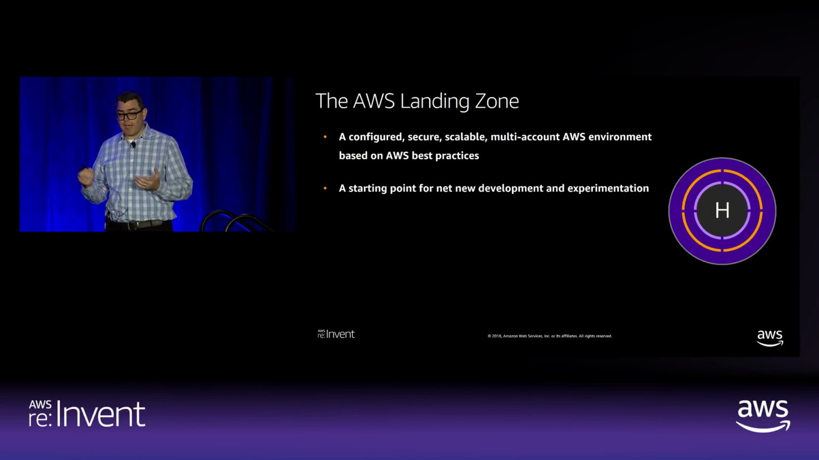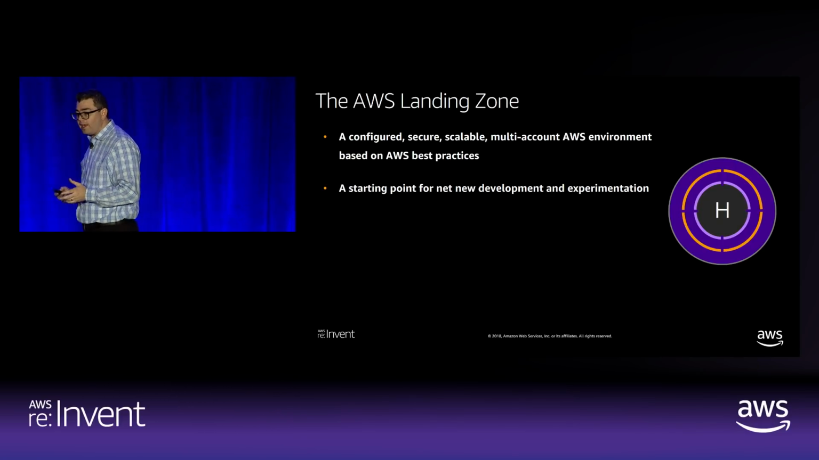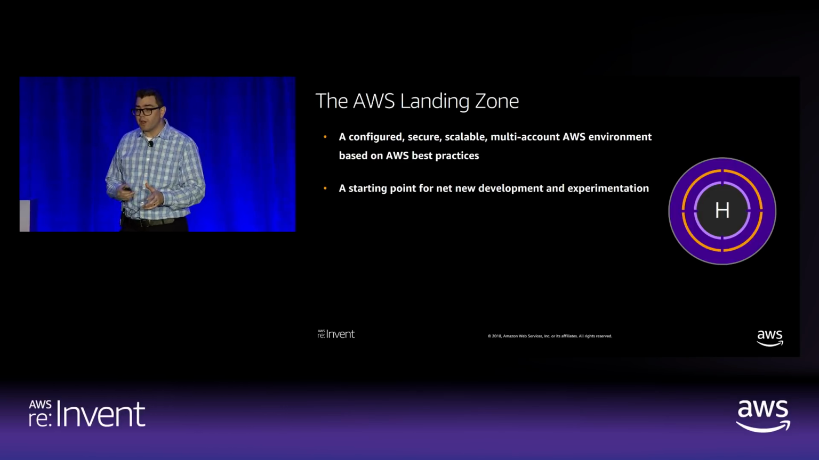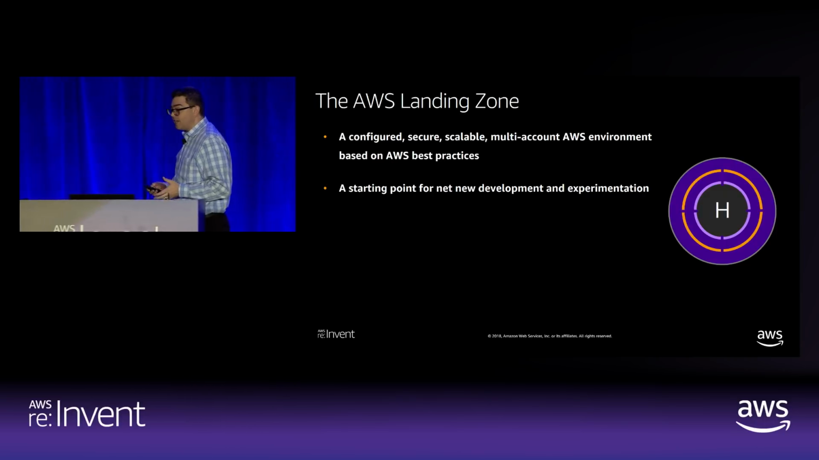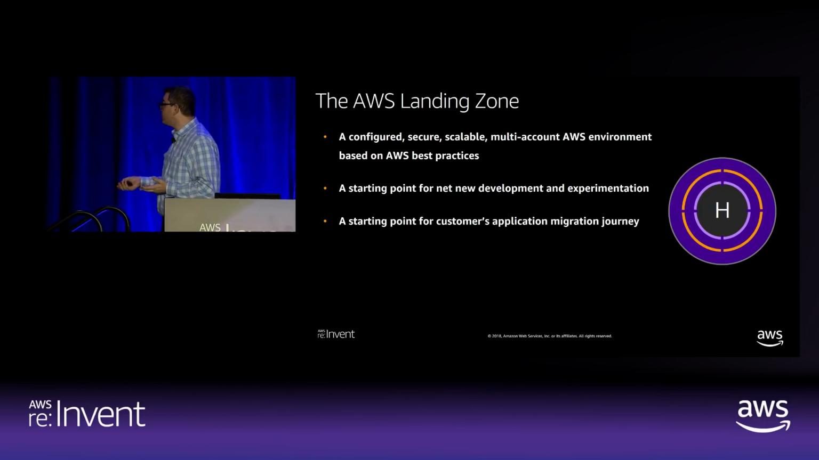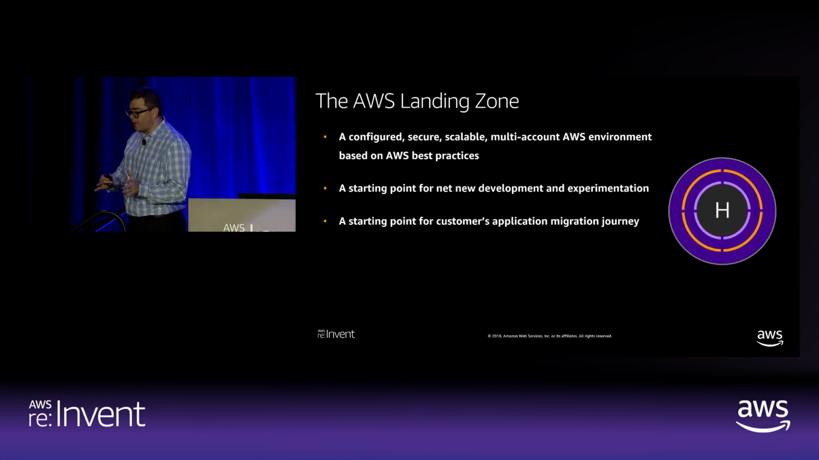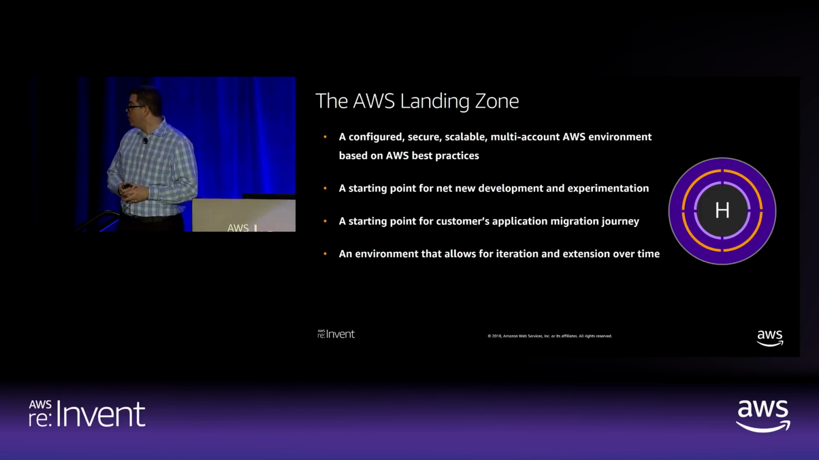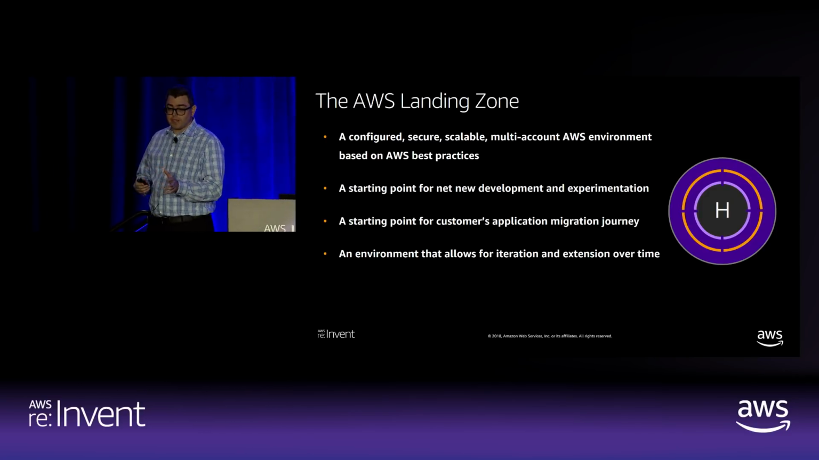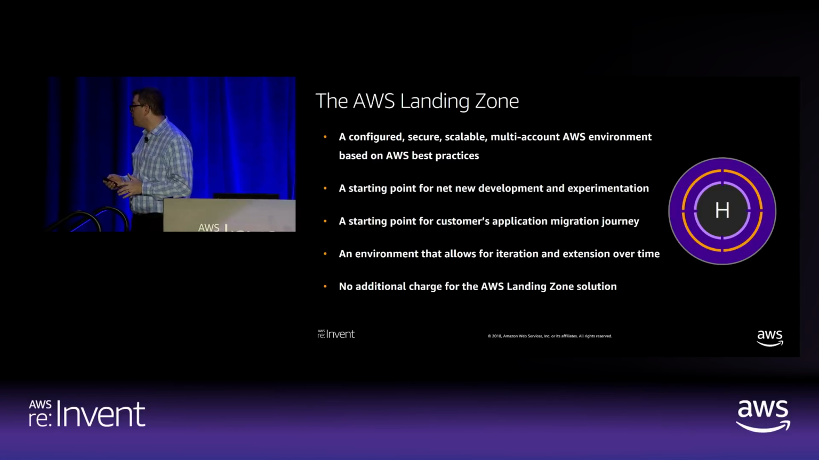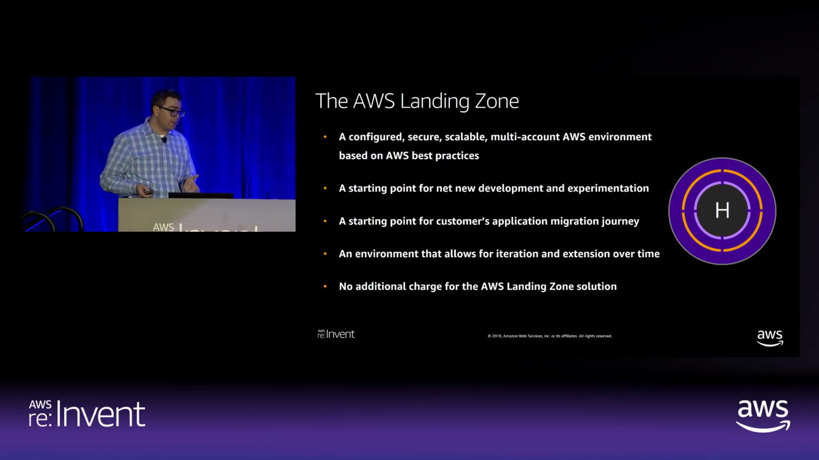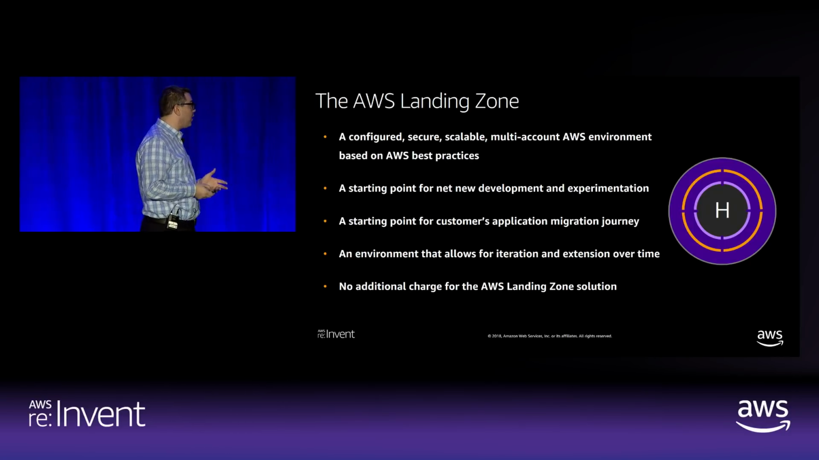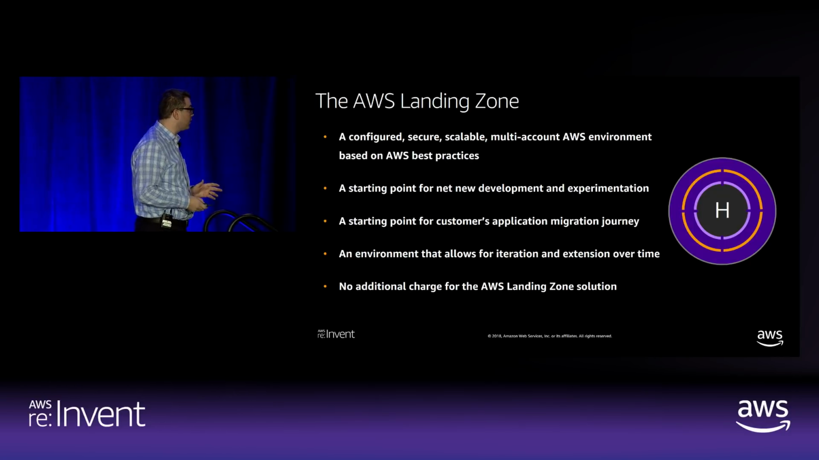You are going to be a SaaS or a solution provider that's going to iterate and innovate on behalf of your customers. In order to do that, your development teams and your operations teams need the ability to test and experiment, right? It's very simplistic. And ultimately, being able to start with that migration journey, because many SaaS providers have historically been delivering on premises. An environment that allows for iteration and extension over time is very important. And finally, when we delivered this solution, before we announced the service through the keynote, there was no additional charge for this landing zone solution.